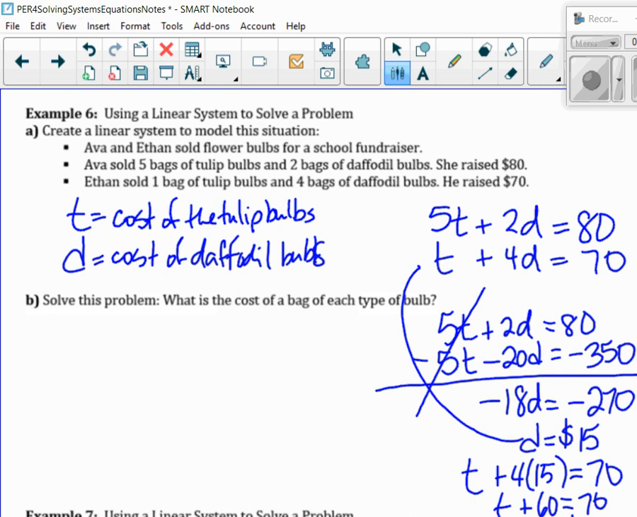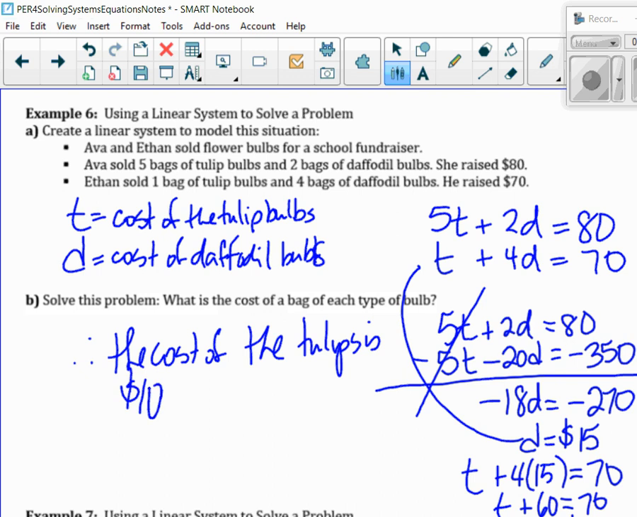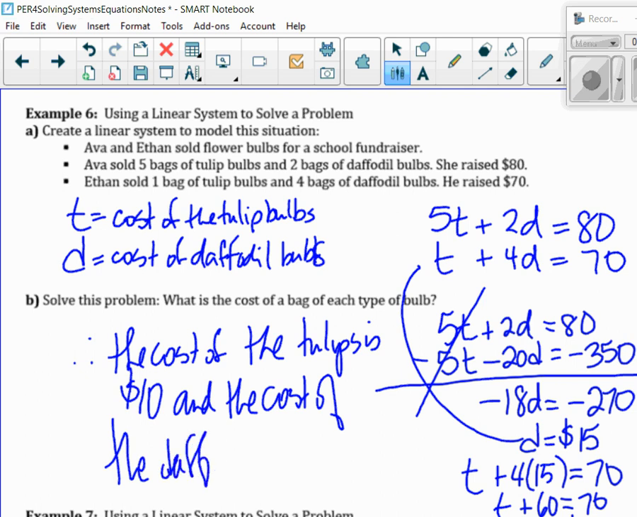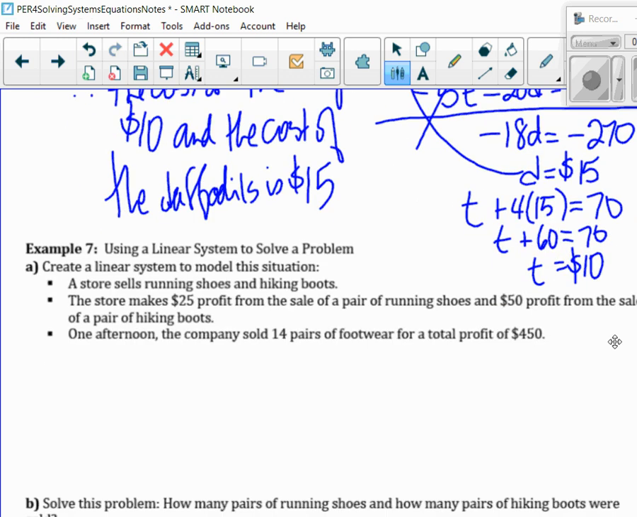Yes, your answer is not a coordinate pair. It is words. So therefore, the cost of the tulips is $10. And the cost of the daffodils is $15. Okay, I'm going to give you a second to do example 7 now. Okay? Of course, you can verify it too. But do example 7, okay?